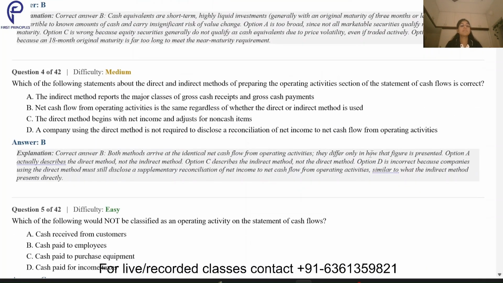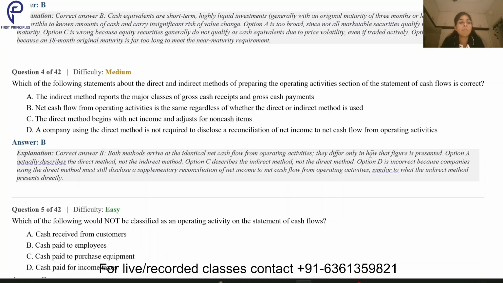Then question number 4. Which of the following statements about the direct and indirect methods of preparing the operating activity section of the statement of cash flows is correct? That is, which of the following answers is correct when we discuss the operating activity when it is prepared using the direct or indirect method. Option A, the indirect method reports the major classes of gross cash receipts and gross cash payments. Is this correct? No. Why? Because this is talking about the direct method, not the indirect method.